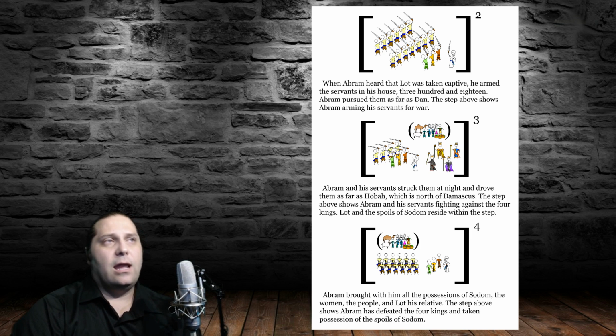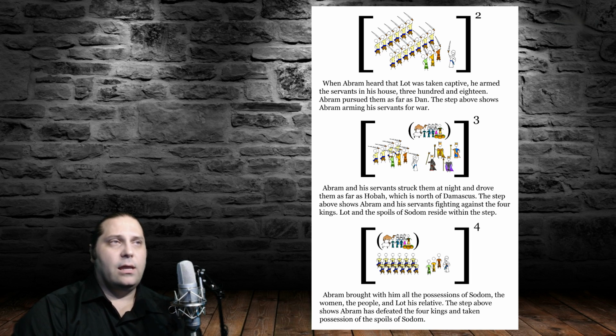Step 3. Abram and his servants struck them at night and drove them as far as Hobath, which is north of Damascus. The step above shows Abram and his servants fighting against the 4 kings. Lot and the spoils of Sodom reside within the step.